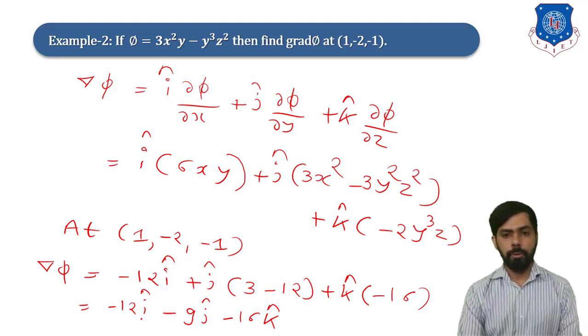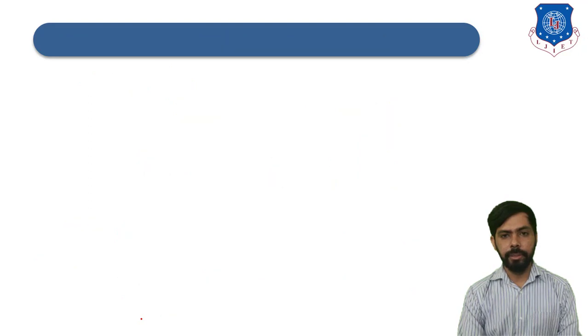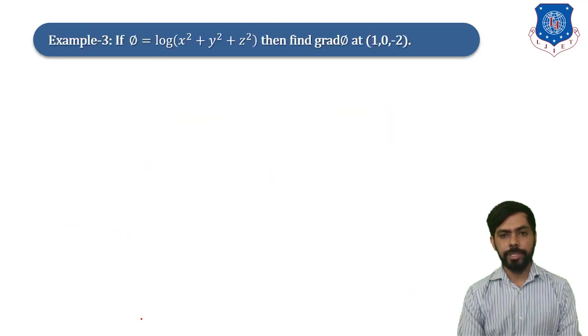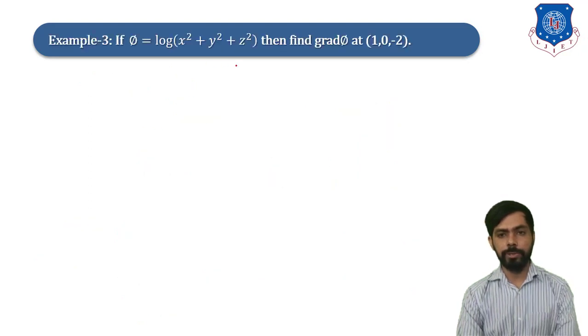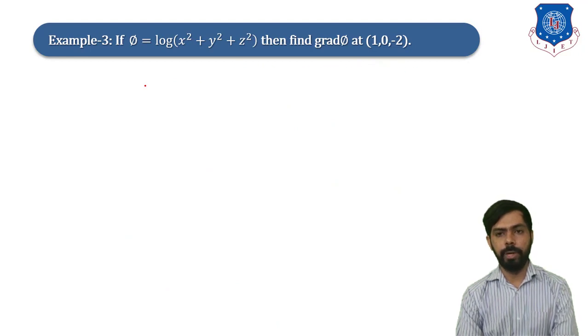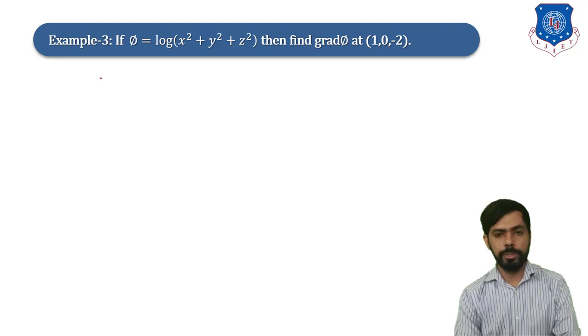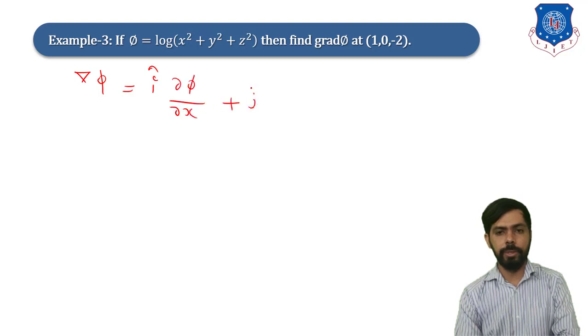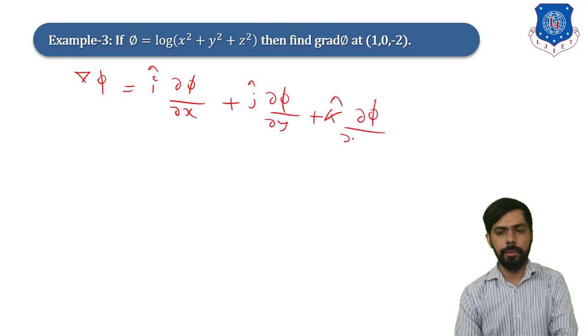Now we will discuss example 3, that is, if phi is equal to log of x square plus y square plus z square, then find grad phi at point 1, 0, minus 2. So here this is the function phi. So the first step we will have to find out grad phi, which is defined by i del phi by del x, okay, plus j del phi by del y plus k del phi by del z, okay.